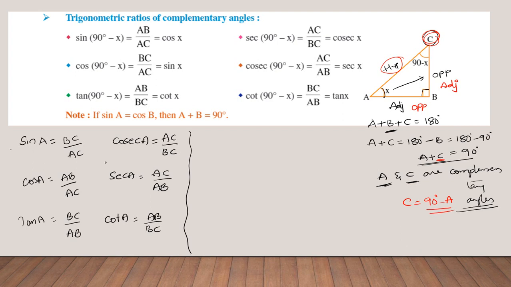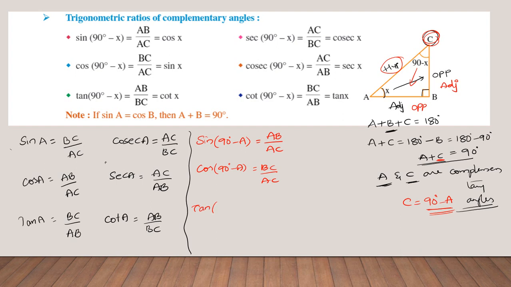Now instead of C, I am going to write 90 minus A, right? So from this, sin of 90 degrees minus A is equal to opposite over hypotenuse, so I can write AB by AC. The same way, cos of 90 degrees minus A is equal to BC by AC, because AC is the hypotenuse, right?